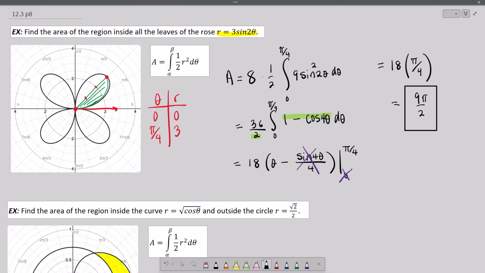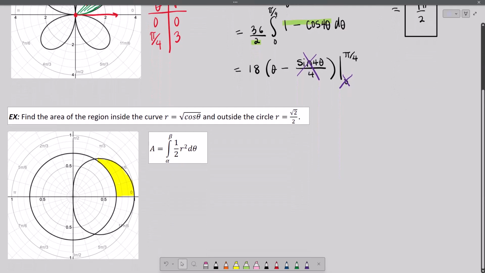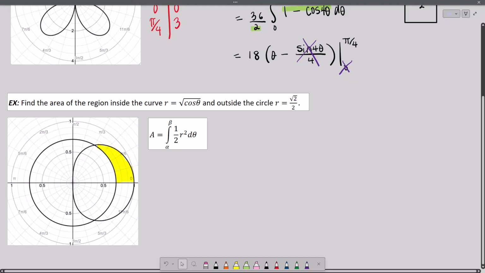Any questions on any of those steps? Last one, then we'll start our review stuff.